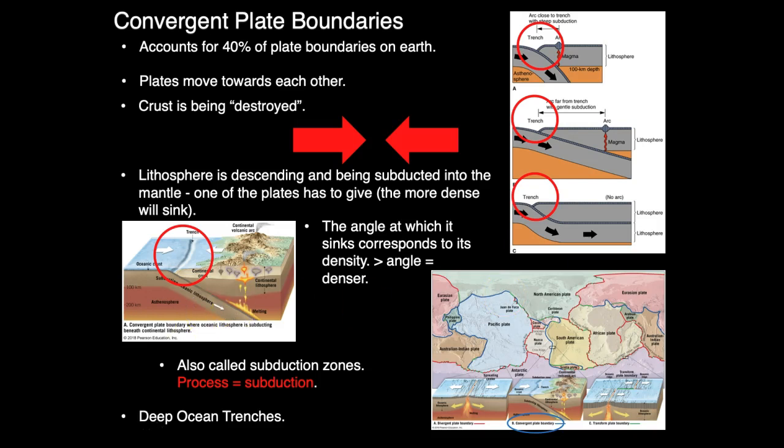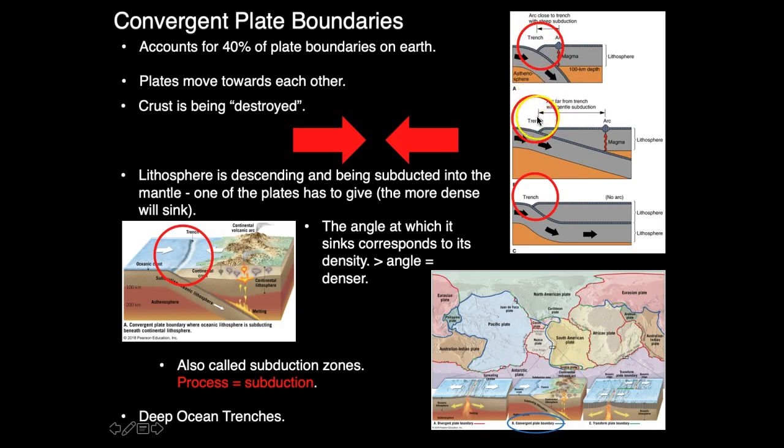So this feature occurs again where the oceanic lithosphere bends as it's descending into the mantle along that subduction zone. So you can see that specific feature in these red circles, the trench being right here.